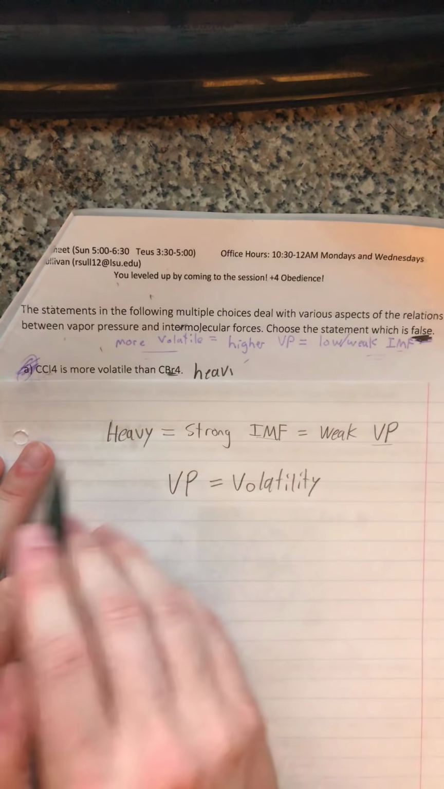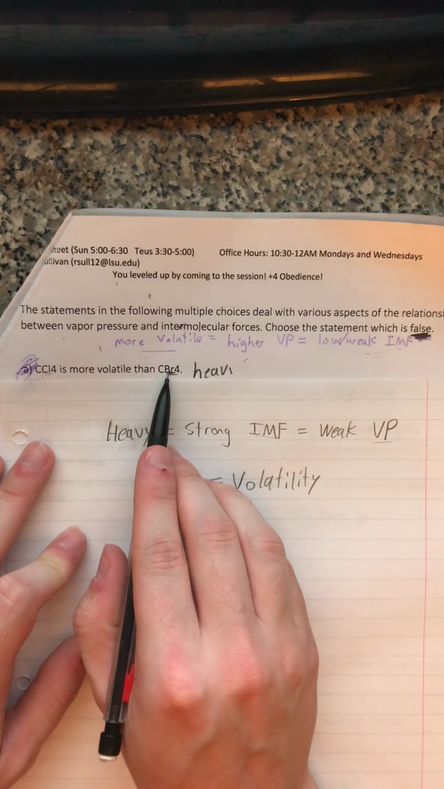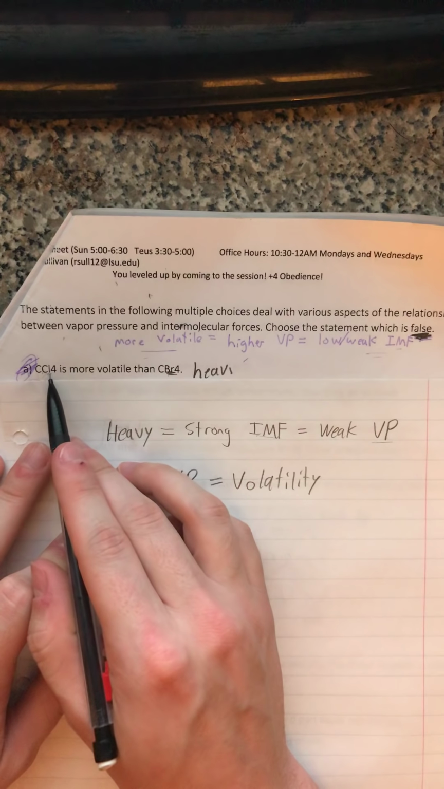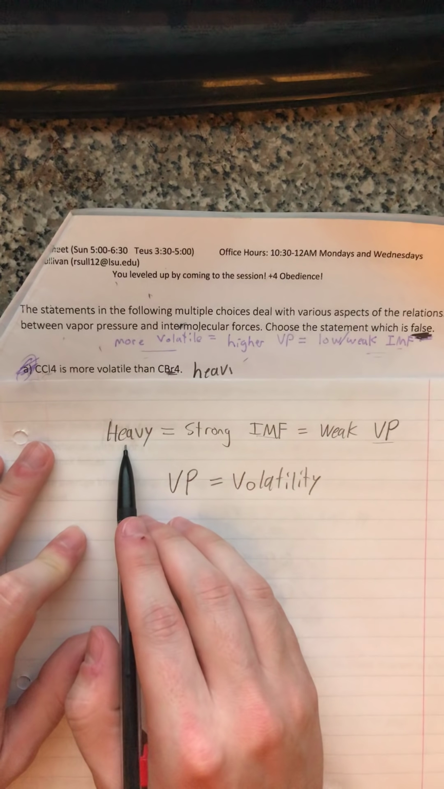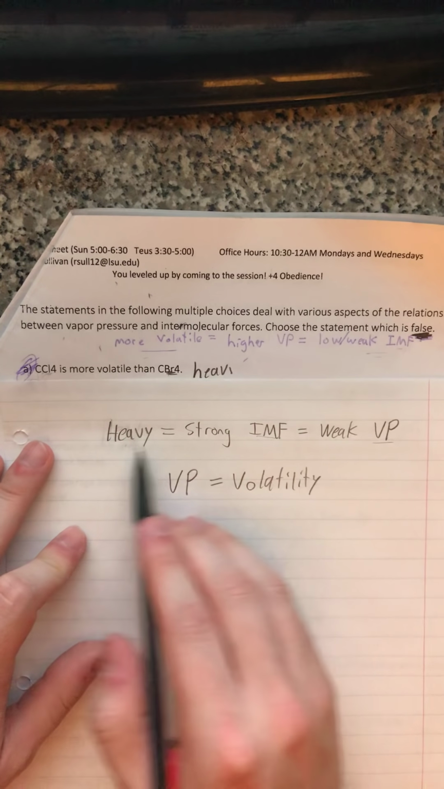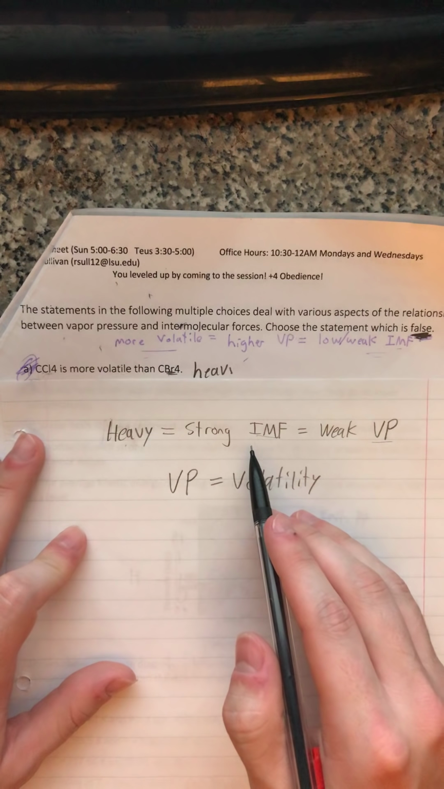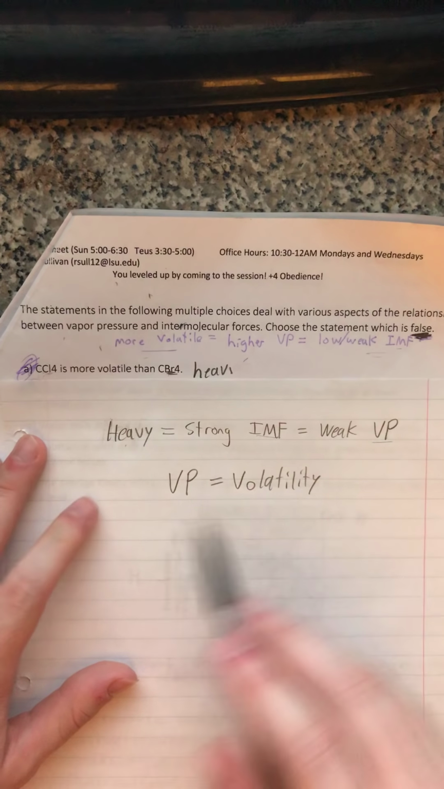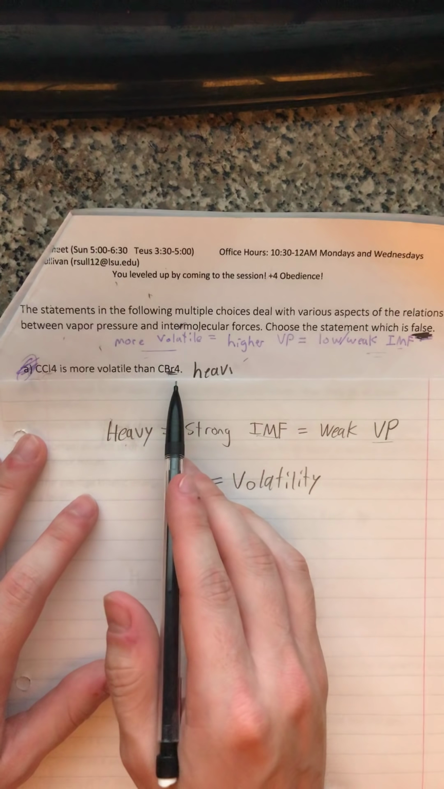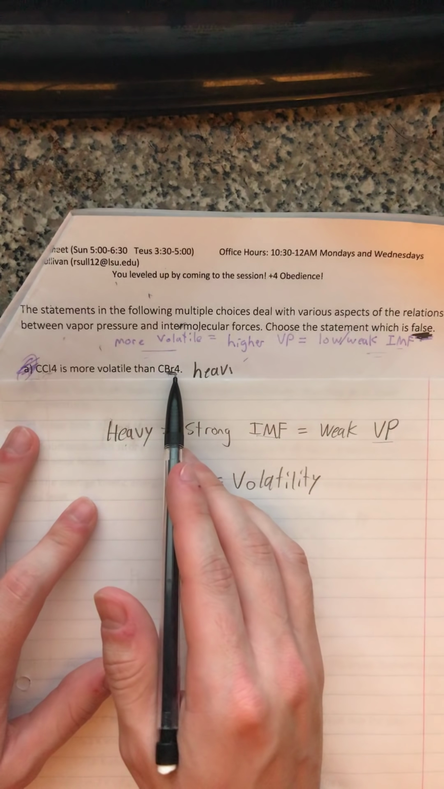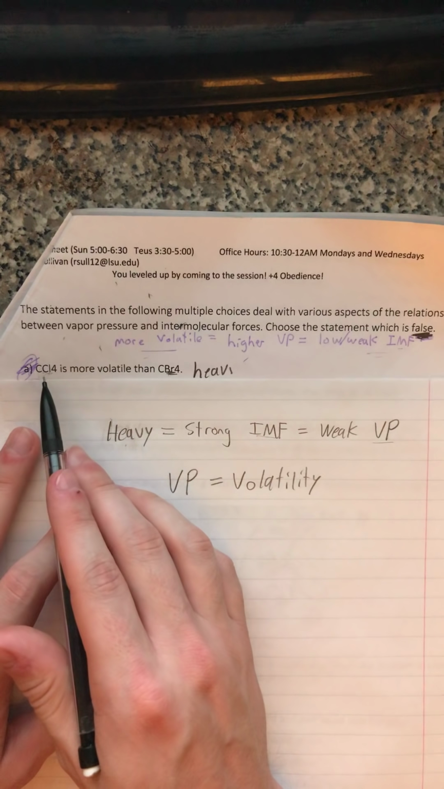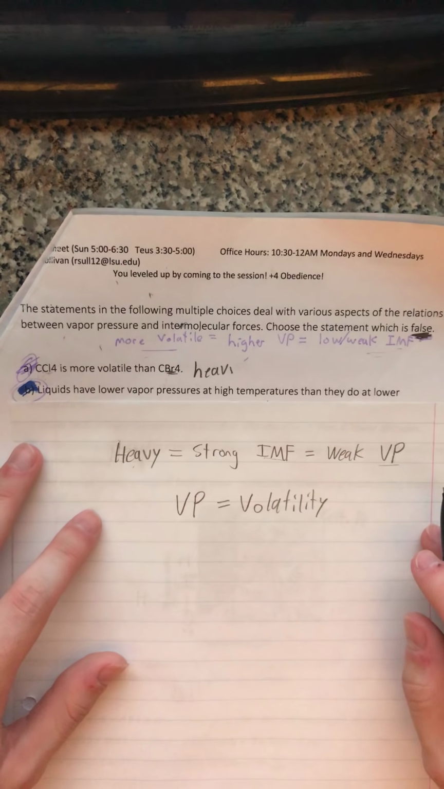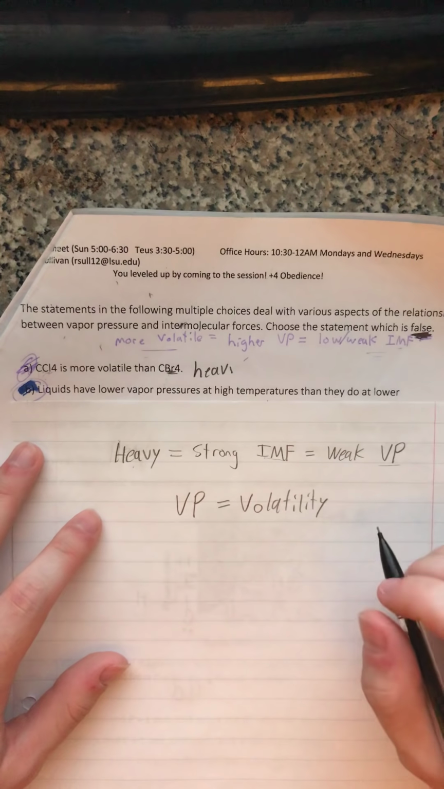So once again, we said that CBr4 is heavy. CCl4 is not as heavy. So if something is heavy, like CBr4, that means it has strong intermolecular forces, weak vapor pressure, which means weak volatility. So this statement sounds pretty true. CBr4 should be the one with less volatility than CCl4 because CCl4 is lighter. Okay, and remember, we're looking for the false statement here.